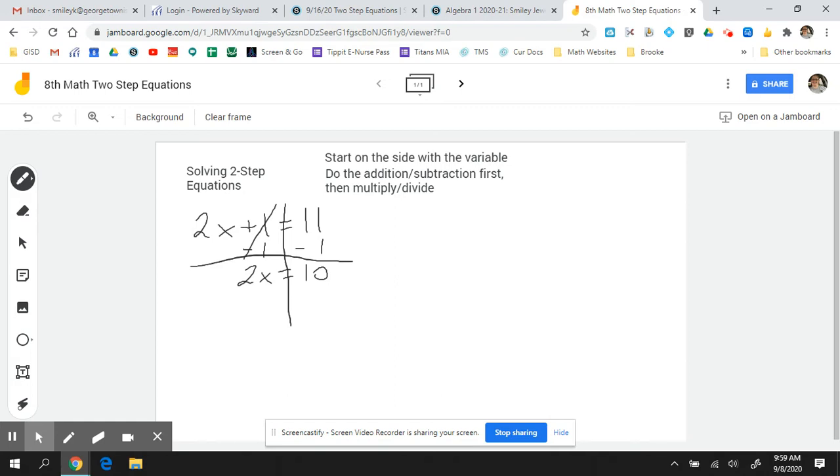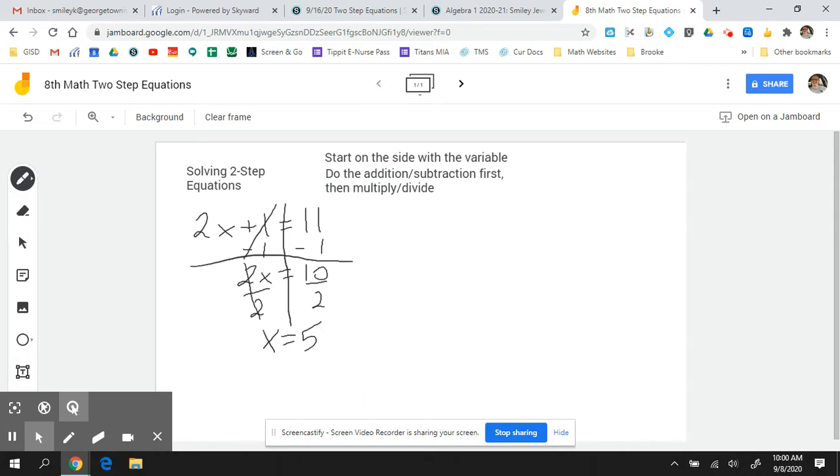Now, you're back to a one-step equation. So 2x equals 10. The 2 and the x are multiplying with each other. The opposite of multiplying is to divide, and I show that by doing a little fraction line and putting my 2 under it. So 2 divided by 2 is 1. That's how we get our x by itself. And 10 divided by 2 will give me 5.